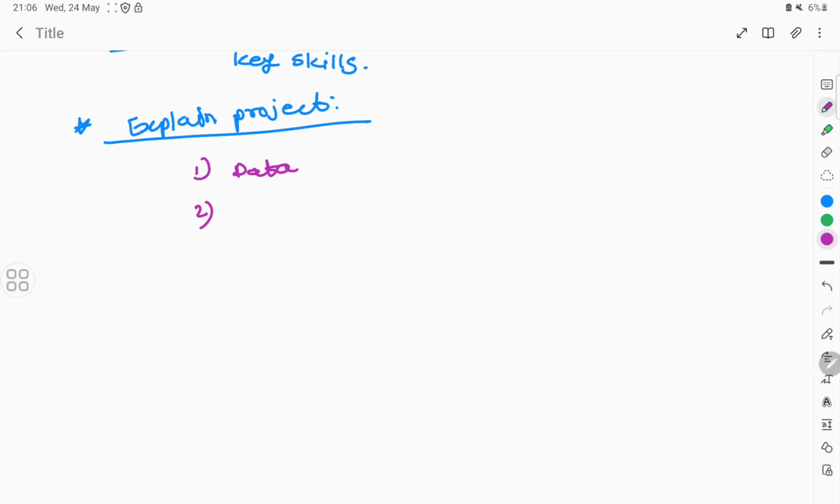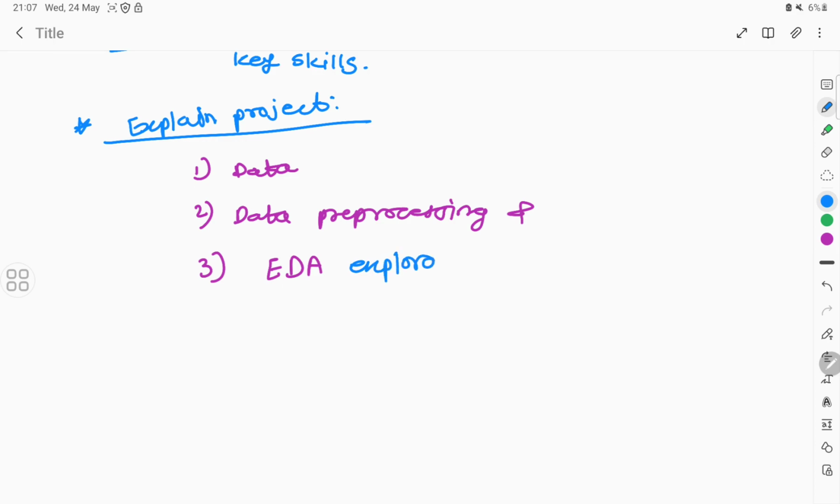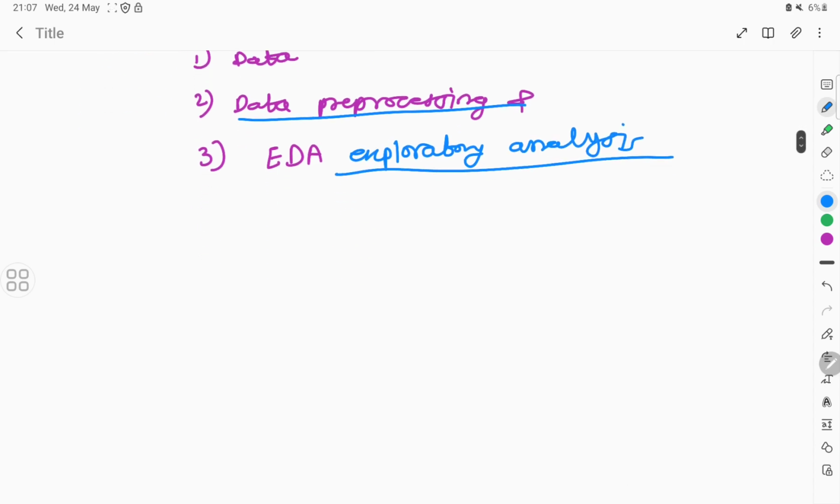After that, every interview is going to go through how you have handled the data, meaning data pre-processing and EDA. The third part will be EDA. EDA means exploratory data analysis. So every interview is going to go through this step and you need to give the answer very well. In data pre-processing, they will ask you about NaN values, mean, mode, median, then outliers, then categorical values. Those are very simple and basic questions.